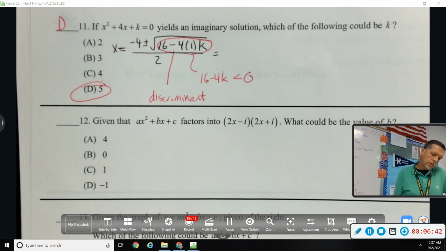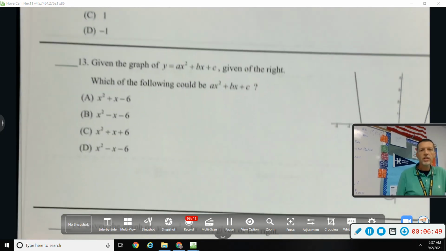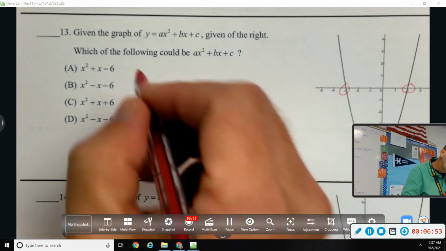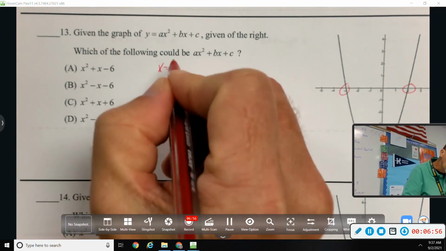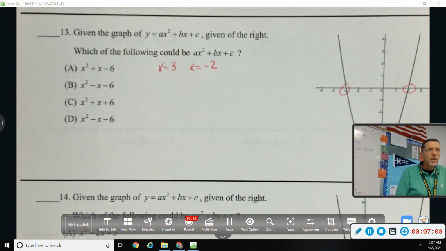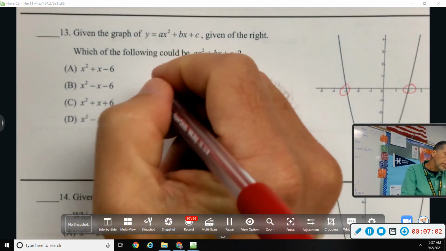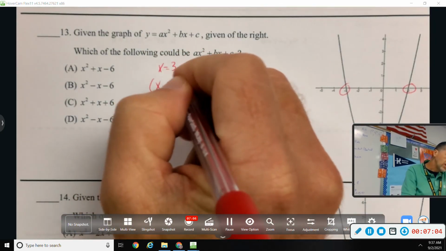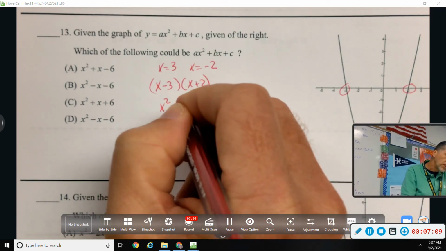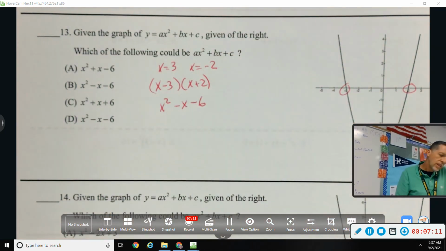Were you okay with 13 and 14? Kind of backwards problems, so instead of giving you the equation, it gives you the answers. So the answers are x equals 3 and x equals negative 2. And then you have to think backwards. That means the factors are x minus 3 and x plus 2. So then you FOIL it out. x squared minus x minus 6.